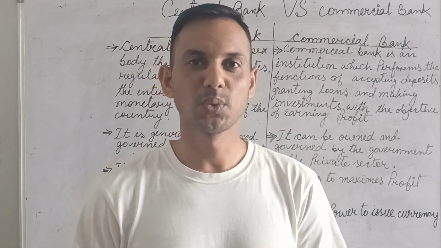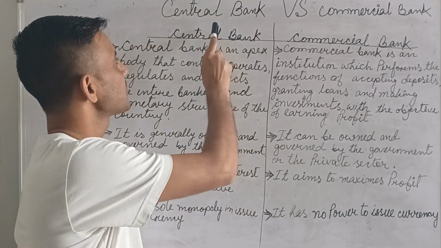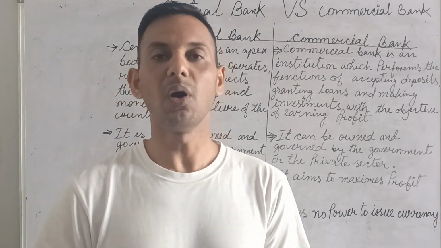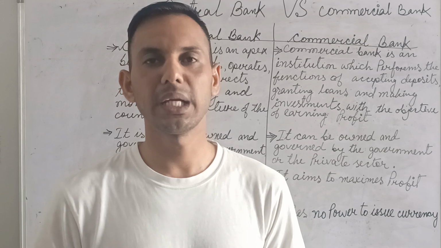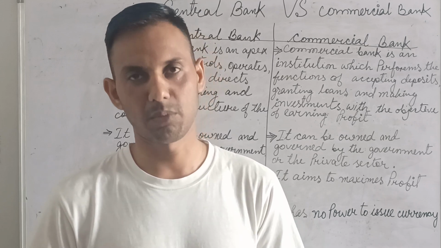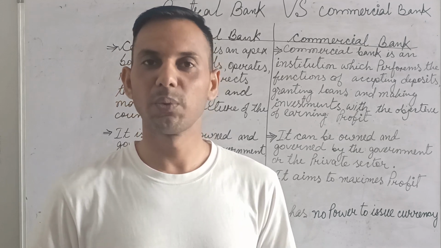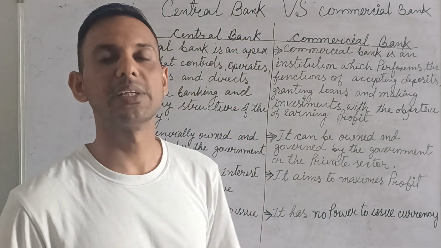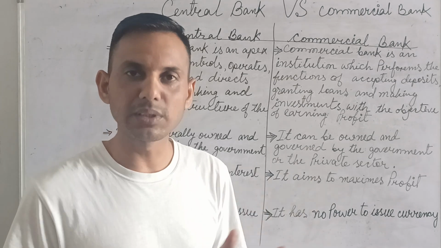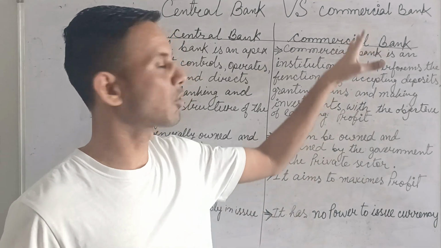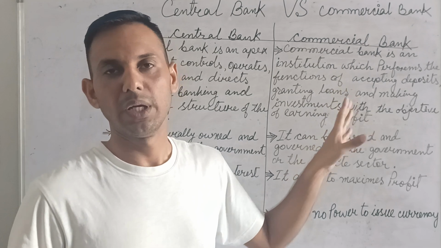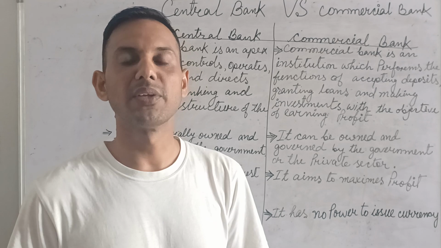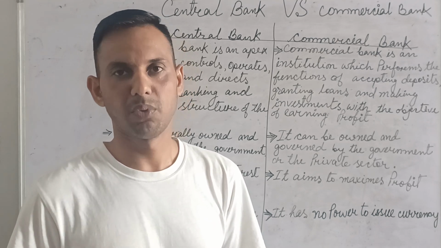Hello students. Today we will discuss the difference between a central bank and a commercial bank. In our previous video we already discussed the meaning and functions of central and commercial banks. We came to know that this is a central bank, in India called the Reserve Bank of India. It controls the money supply, and a commercial bank provides loans, meaning advancing loans and accepting deposits.